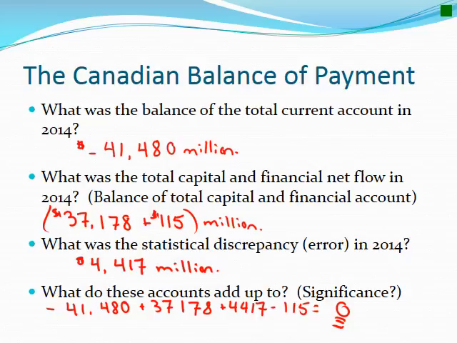So the Canadian balance of payments. What was the balance of the total current account in 2014? Well, again, according to our data from Statistics Canada, we have negative $41,480 million. If we look at the balance of the total capital and financial account, we would have 37,178 plus the 115 million.